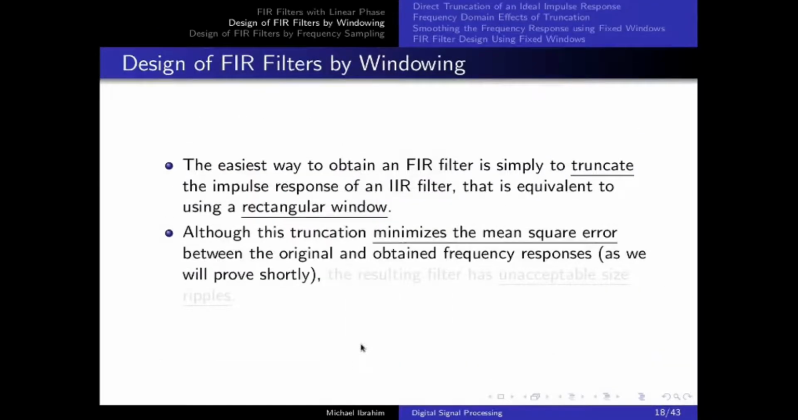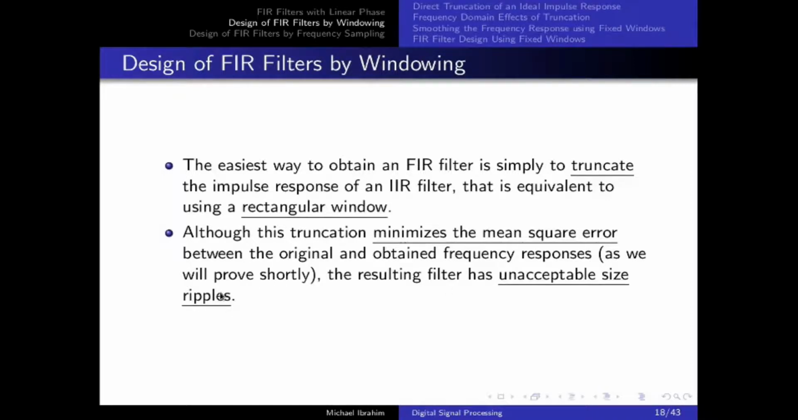Okay, so although this truncation will minimize the mean square error, and there is a mathematical proof for this statement, where the error is the difference between H desired of e to the power j omega, the desired frequency response, and H of e to the power j omega, the approximate frequency response, the rectangular window will minimize the difference between these two in the mean square error sense. But we have a major drawback over here, as we're going to see, that the resulting filter has unacceptable ripples.